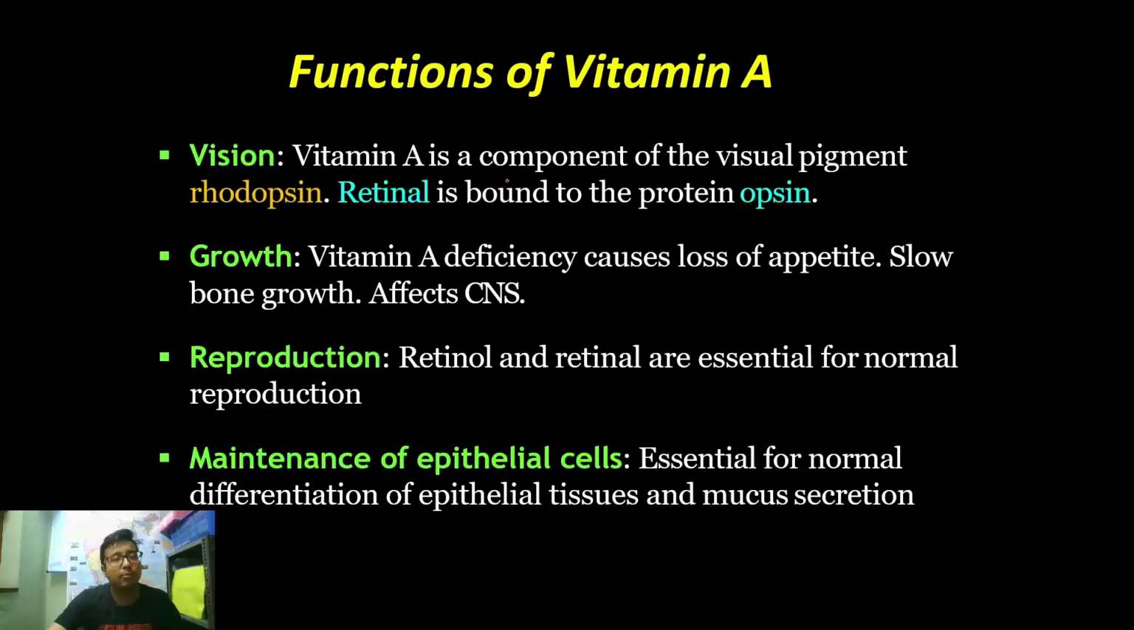It acts as a component of the visual system via the pigment rhodopsin, where retinal is bound to the protein opsin. Vitamin A deficiency will lead to slow growth or problematic bone growth, and it will also affect the central nervous system. Both the alcohol and aldehyde forms are essential for reproductive functions, and they are also needed for skin integrity and mucus secretion. Not only skin, all the epithelial cells.